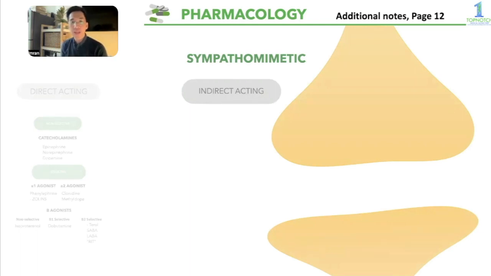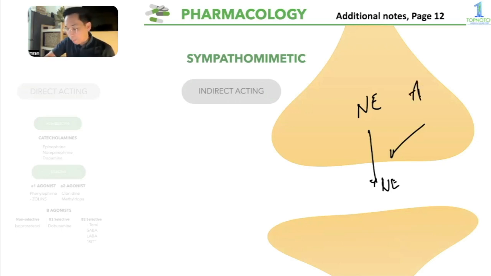Okay, so next we discussed that direct acting drugs act on the receptors. The indirect acting drugs either increase the release of catecholamines or inhibit the reuptake. At the receptor, norepinephrine and catecholamines are released, and a stimulant of the release of norepinephrine is amphetamine. So this is a drug that can be used to increase the level of norepinephrine in the cleft.